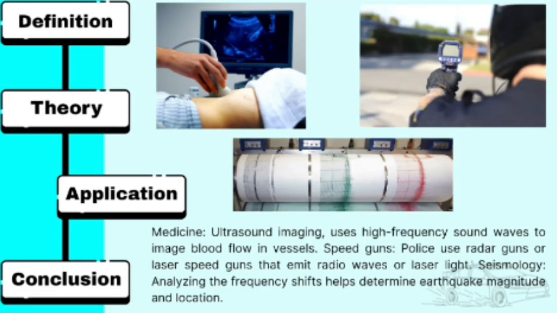Now let's move to applications. First off is medicine: ultrasound to image blood flow in vessels. Next up, speed guns. Police use radar guns or laser speed guns that emit radio waves or lasers. Seismology: analyzing the frequency shifts helps determine earthquake magnitudes and locations. Let's move on to the conclusion.